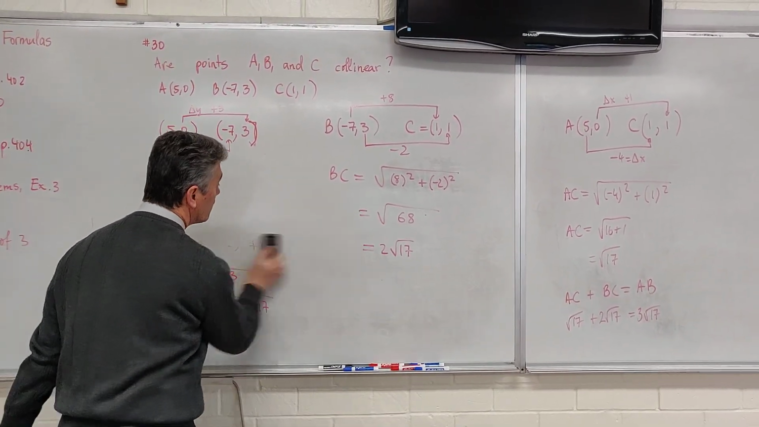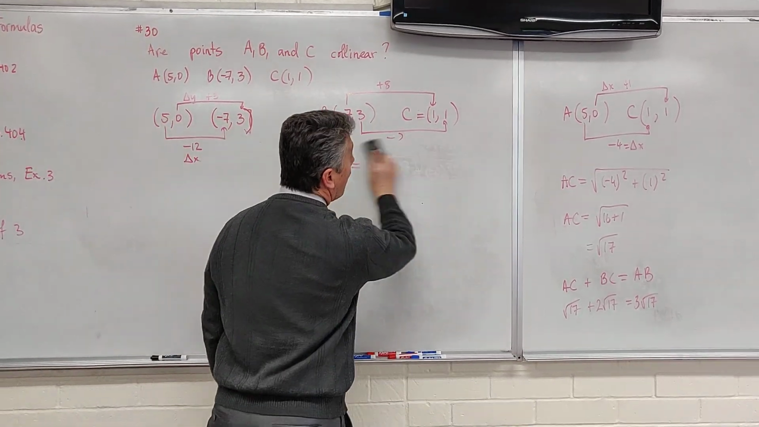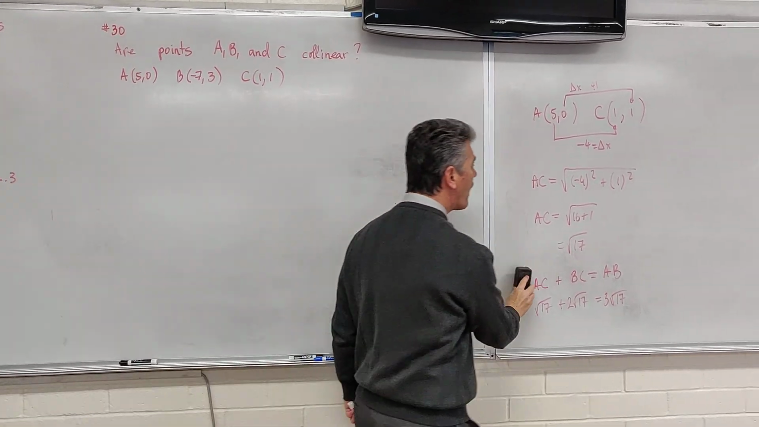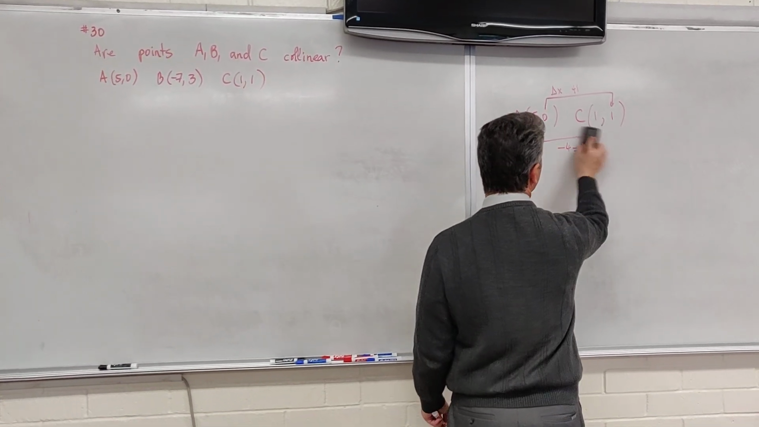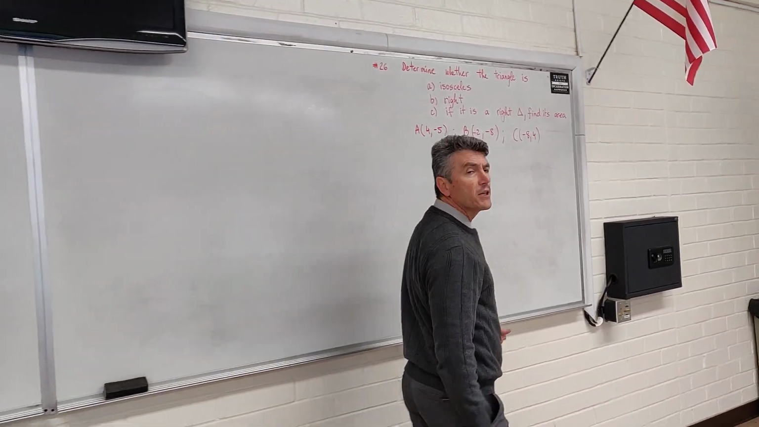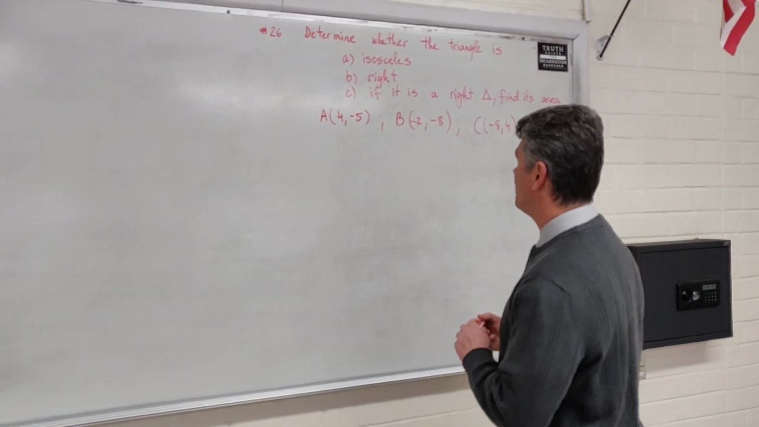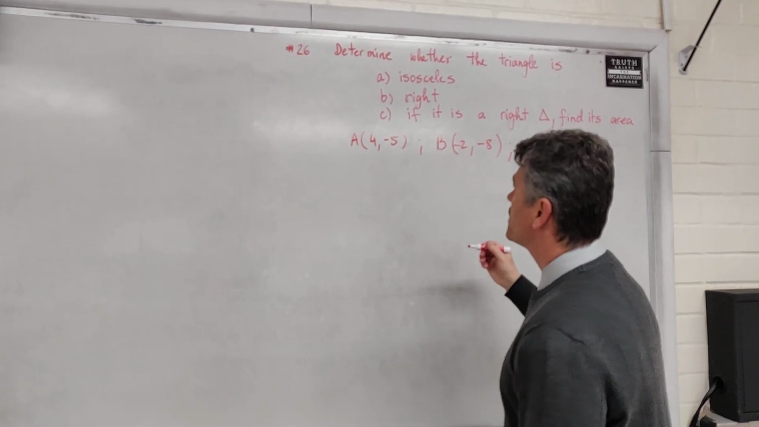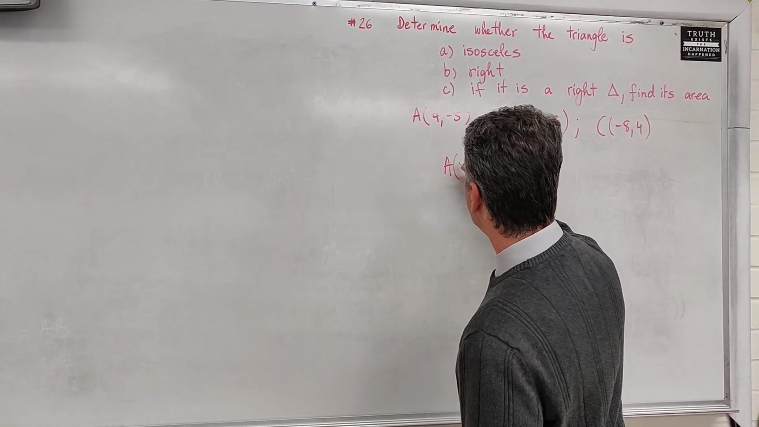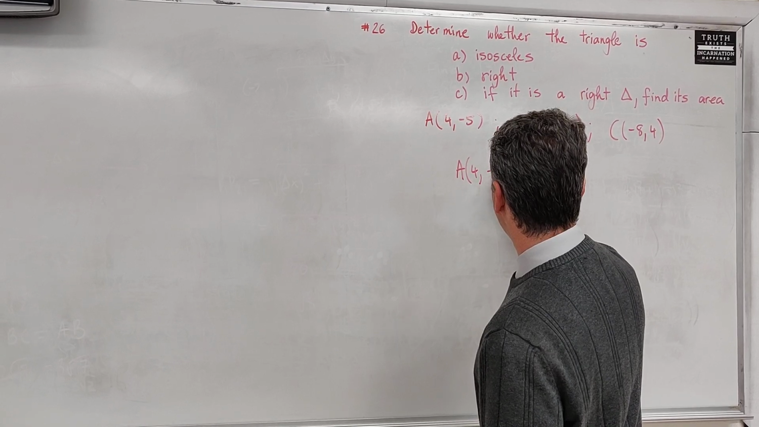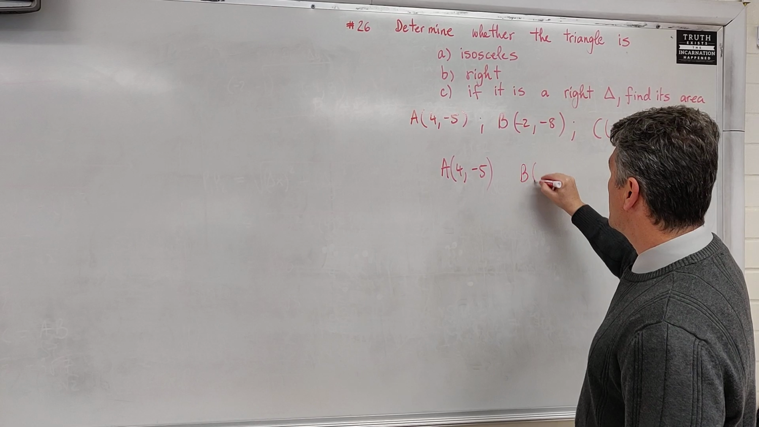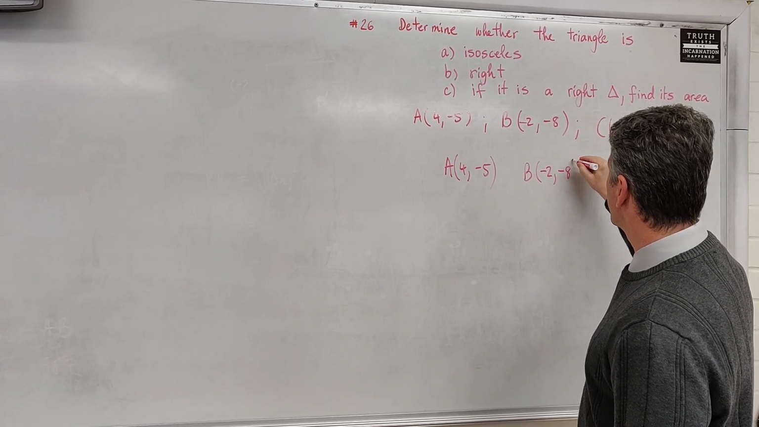I'm going to erase the board because I need this space. And we're going to now look at a different application. We're going to figure out whether the triangle is isosceles, whether the triangle is right, and if it's right, we're even going to find its area. As always, the first thing that we do is we find the lengths of the segments. First, the length of segment AB. A has coordinates 4 and negative 5. B has coordinates negative 2 and negative 8.